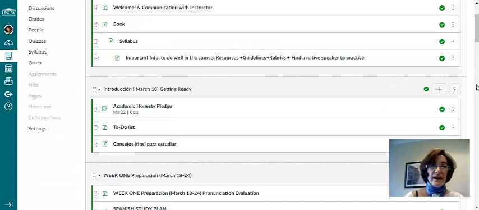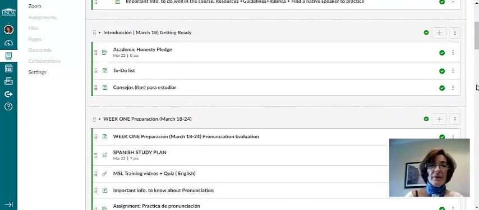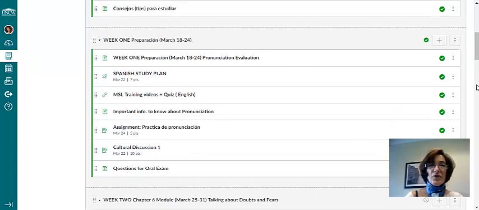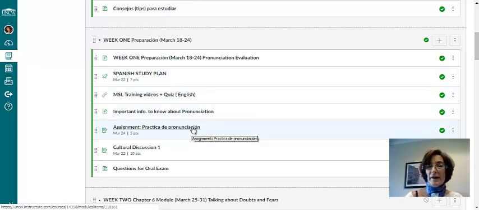Then you have the academic honesty pledge that you have to submit, and then you have other items that you should look into, all of them. Notice that for the first week you have a Spanish study plan to prepare you for these 7 weeks, and then you have a pronunciation practice that will help me a lot to see where your level is right now for intonation and pronunciation in Spanish.